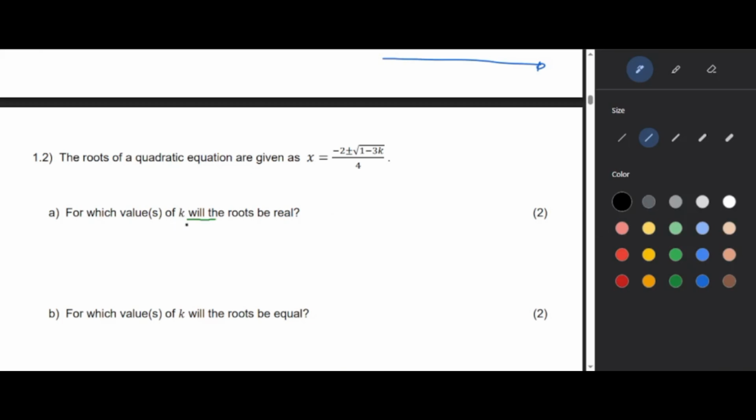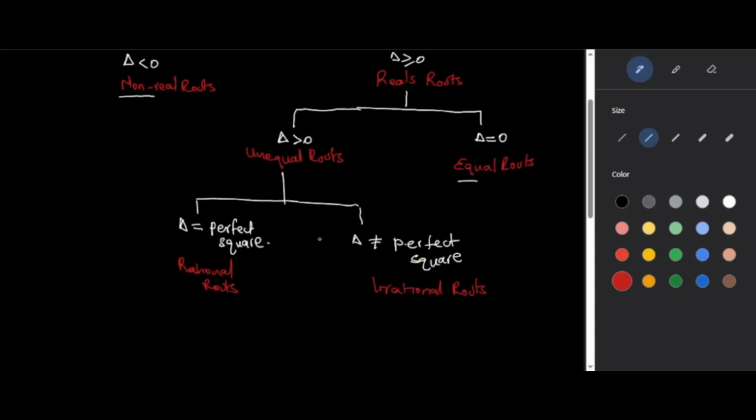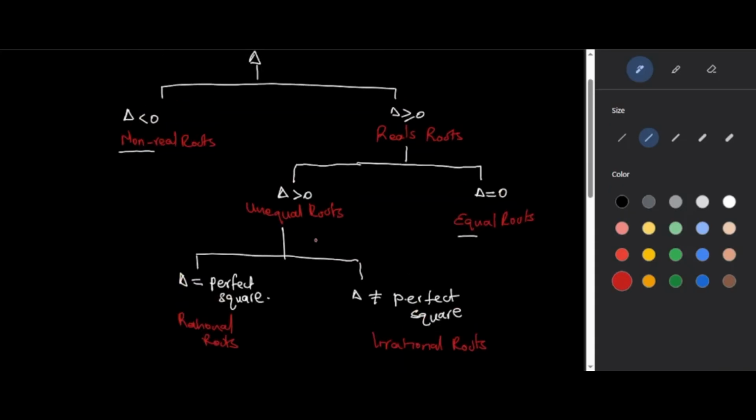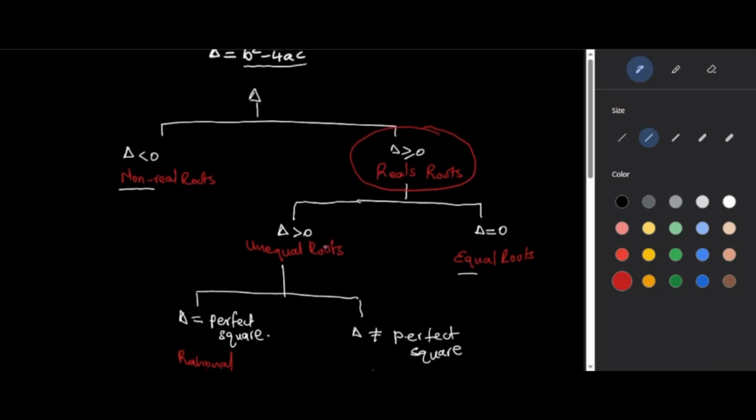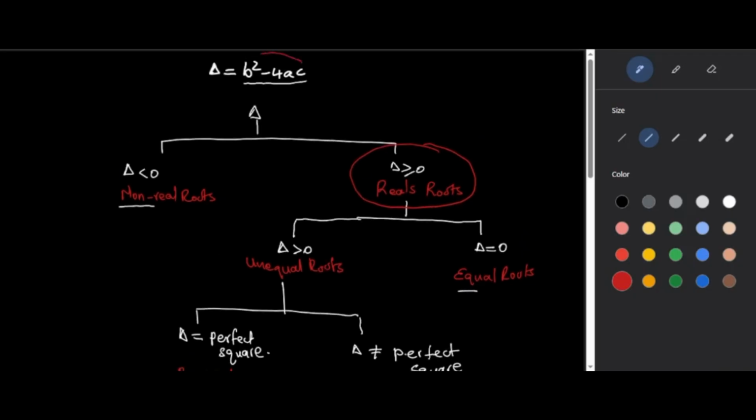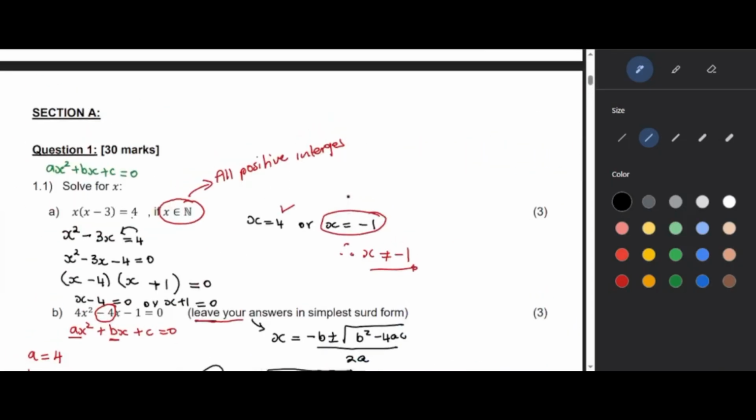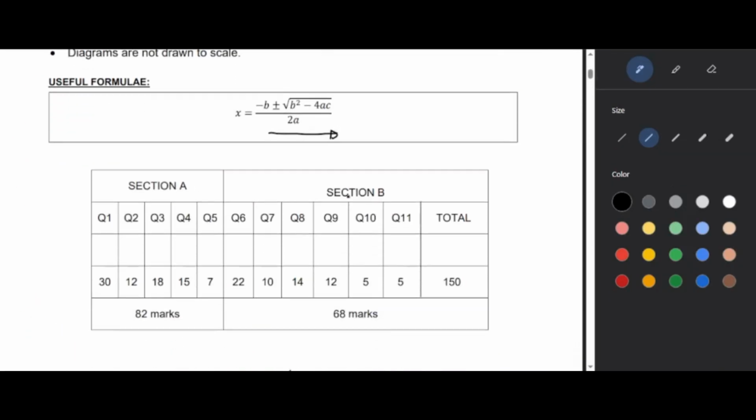For which values of k will the roots be real? So when I look at this, in order for us to get real roots, the discriminant should be greater than or equal to 0. Remember, we said that the discriminant is this formula. Where do we get this formula? From the quadratic equation. The b squared minus 4ac, whatever you have inside your square root, is delta. So delta is equal to b squared minus 4ac.